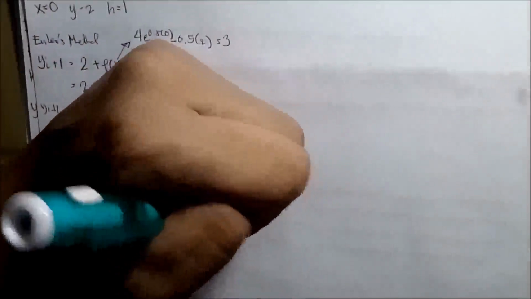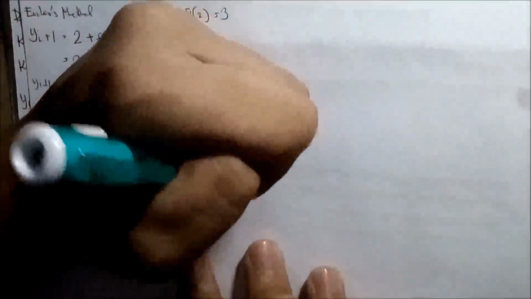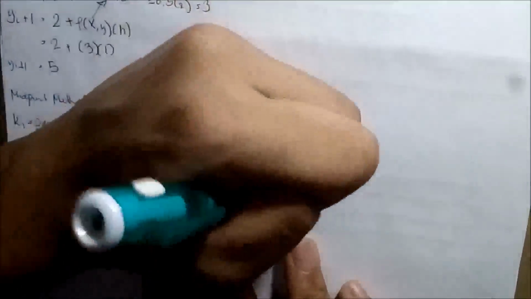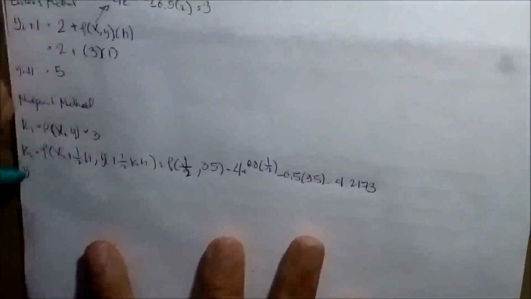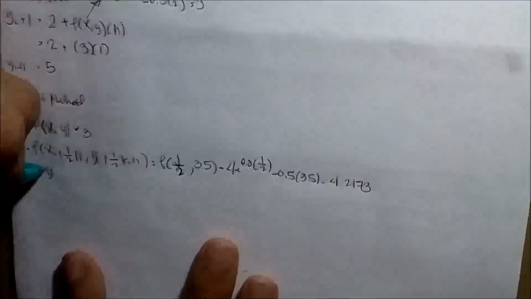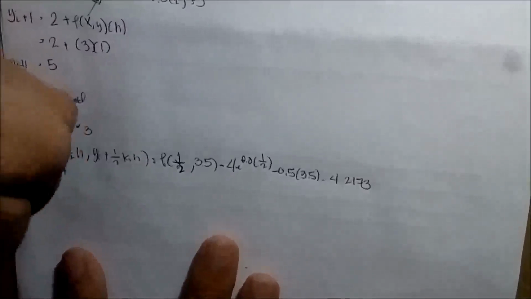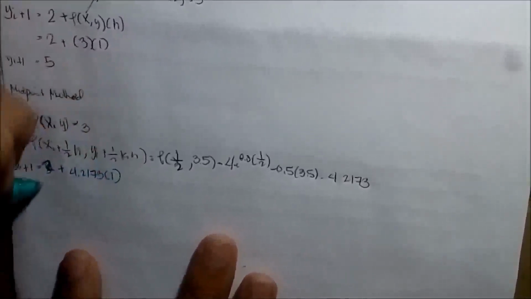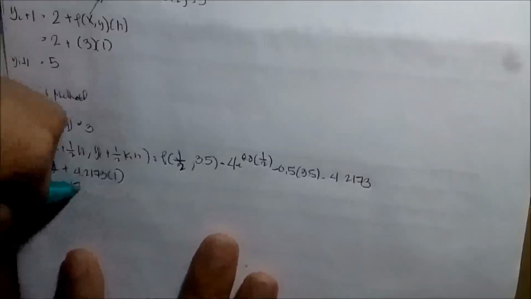In substituting the values for e, it equals 4e raised to 0.8 times 1/2 minus 0.5 times 3.5. The answer will be 4.2173. Then, substitute to the formula yi plus 1 equals yi, or the 2, plus 4.2173 times 1. The answer will be 6.2173.